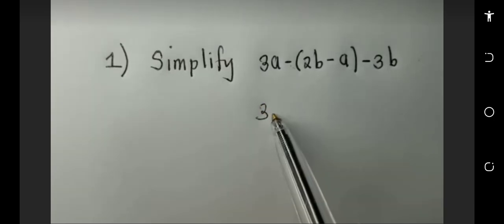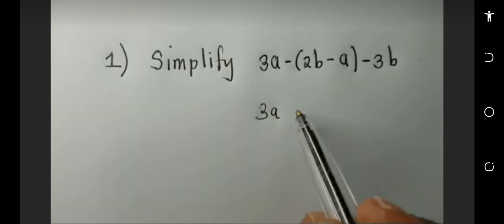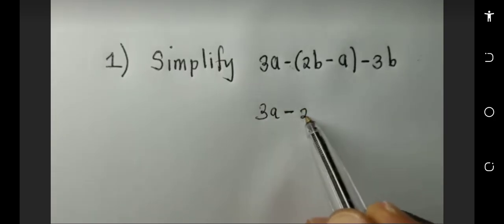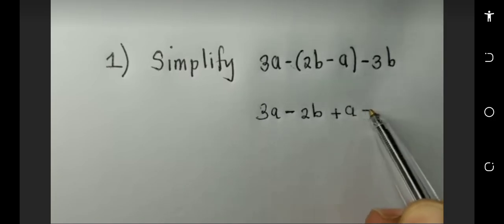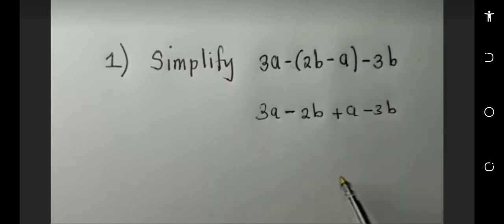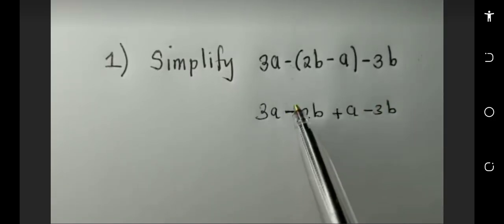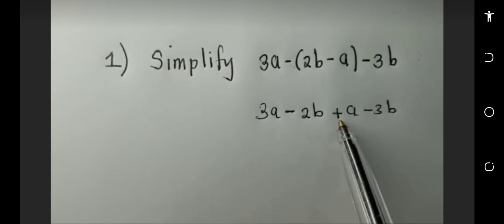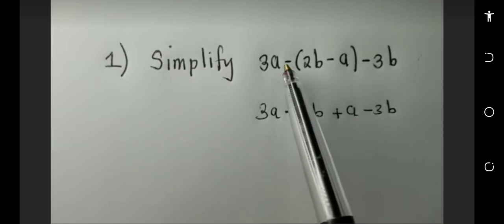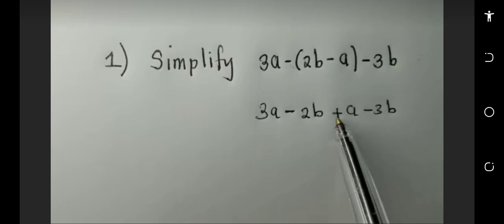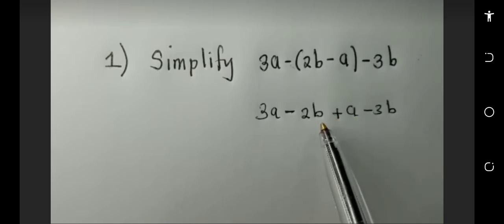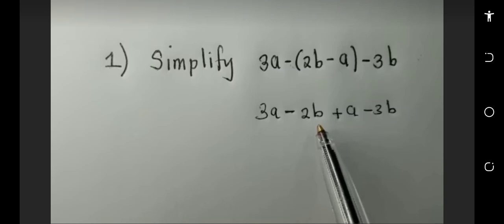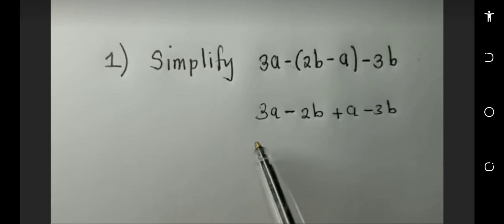And we're going to have a 3a, okay, minus 2b plus a minus 3b. So maybe you may be wondering how did this change to plus? It's because negative times negative is giving us a positive. So the next thing here is to arrange our work, or we group like terms.